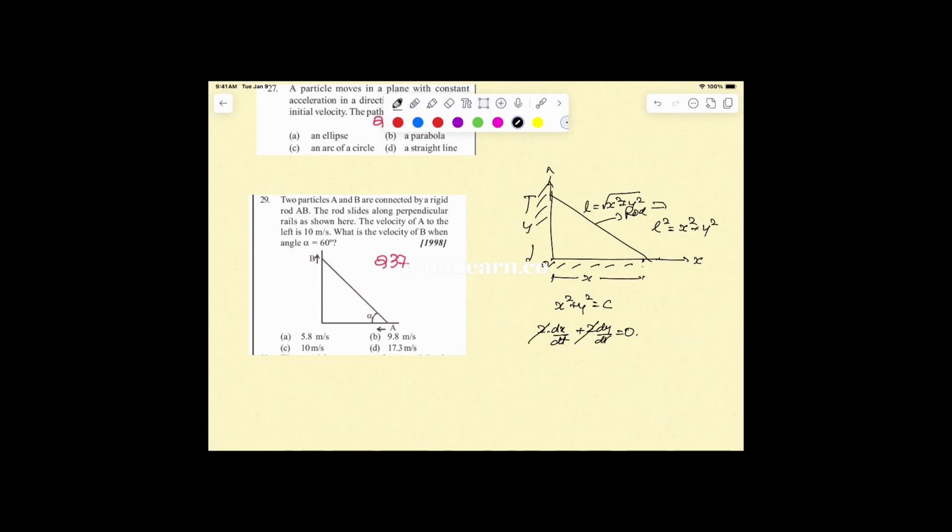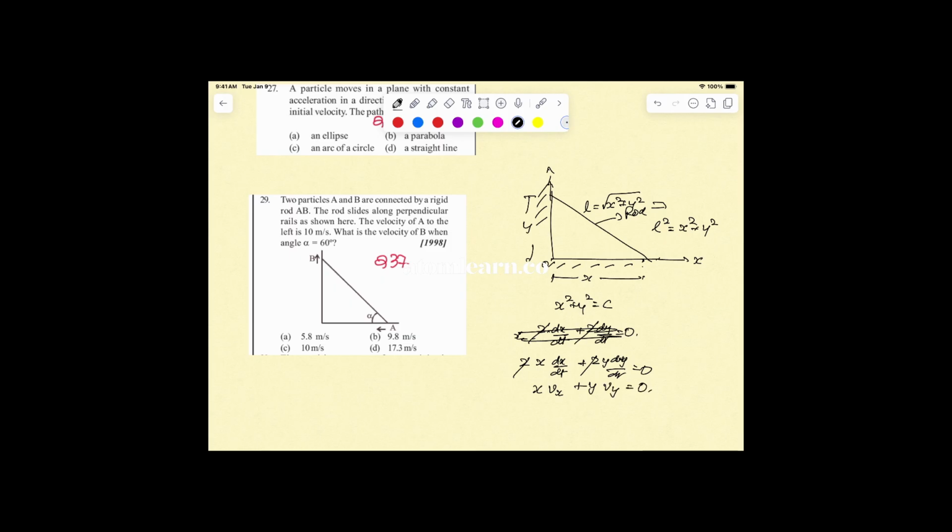Now, I'm sorry, we have to have 2 into x here and then 2 into y. Let me just rewrite it here. This becomes 2x dx by dt plus 2y dy by dt equal to 0. Then the 2 gets cancelled. Therefore, dx by dt is the velocity in x, plus dy by dt, the velocity y component, equal to 0.